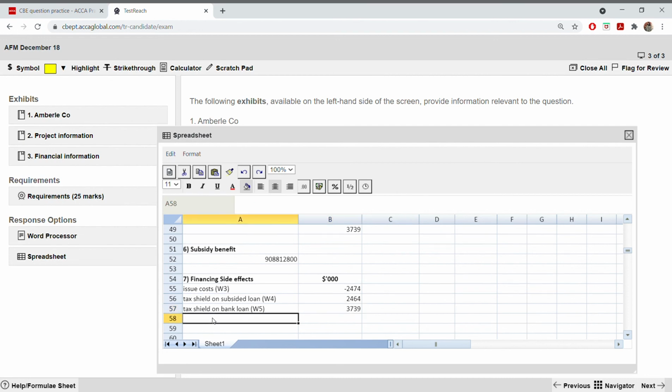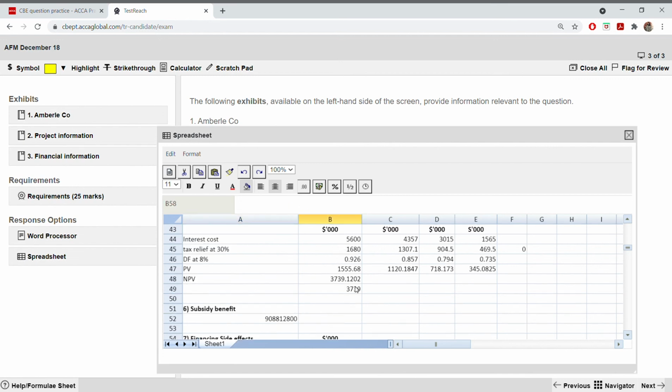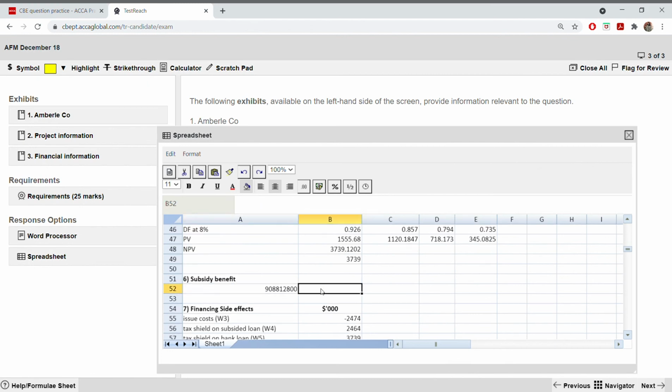Next, subsidy benefit. Whenever you get this subsidy, remember two things you have to calculate. One is the tax shield, one is the interest benefit, the lower interest benefit. Okay, working 6. What is it? This amount, just round this number or drop down the three zeros, 1, 2, 3. So it is 9088. With this subsidy benefit, there is a mistake somewhere.